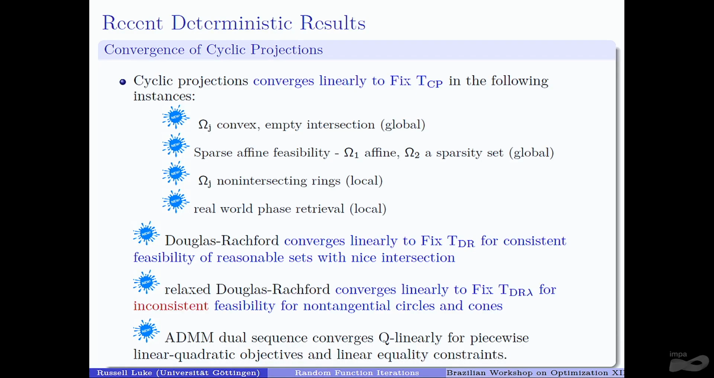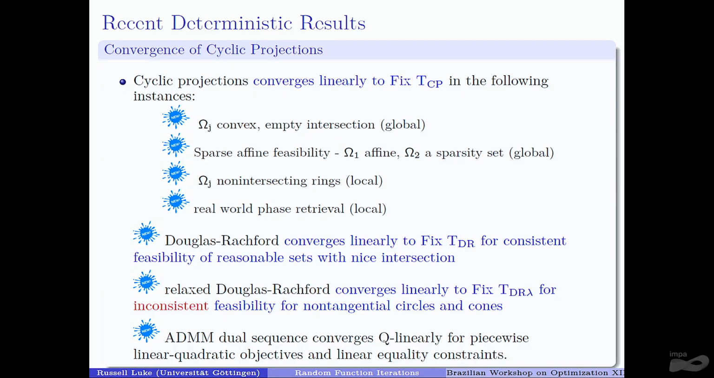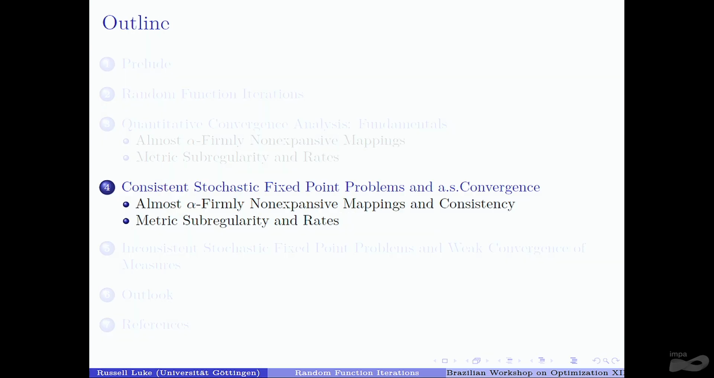I don't have time to go into that, but anyway, that is new. If Patrick Combettes doesn't sit on the paper for another 6 months, it should be accepted very soon. And then we also applied this to ADMM and showed Q-linear convergence when you're dealing with problems where the objective is linear or piecewise linear quadratic, and you have linear equality constraints. So we didn't use any of the usual technology of strong convexity or strong monotonicity. So that was nice.